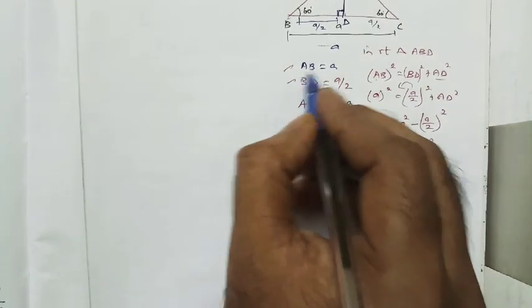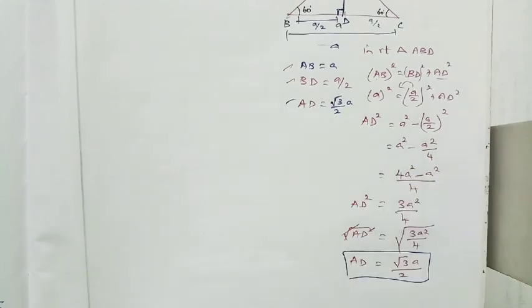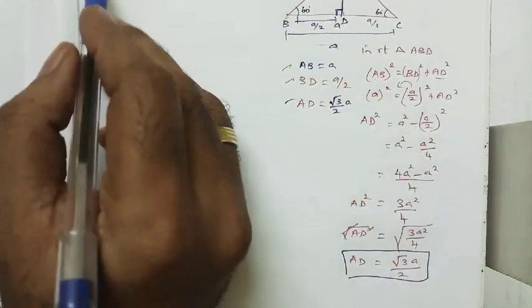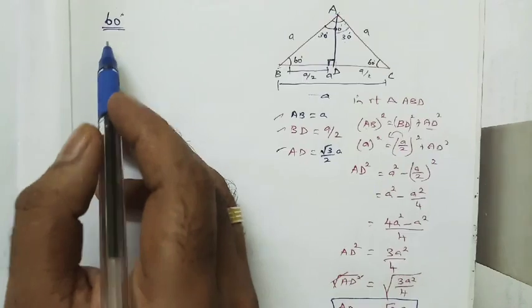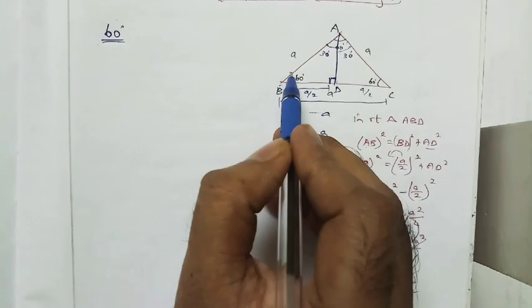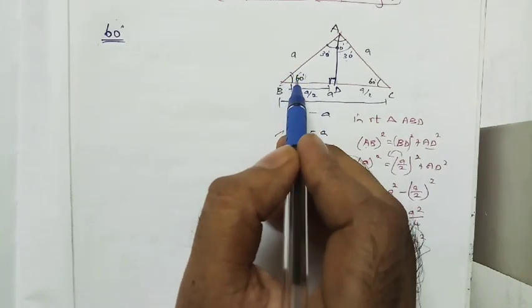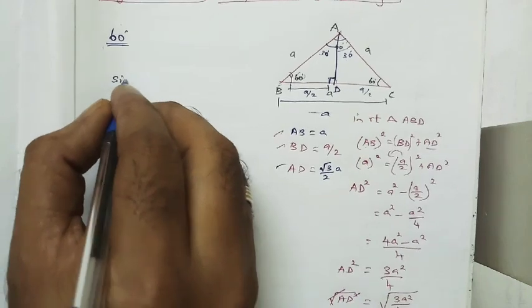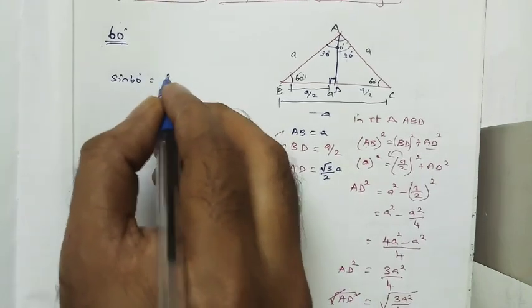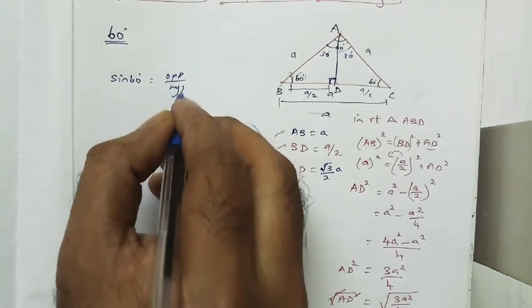Now we have got AB, BD and AD. Now I'm going to find the value of 60 degree. So here I'm taking this angle B as theta. I'm going to find sine 60 degree. Sine 60 degree is equal to opposite side divided by hypotenuse.